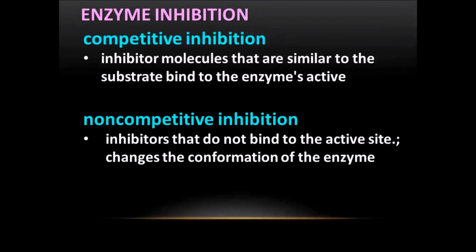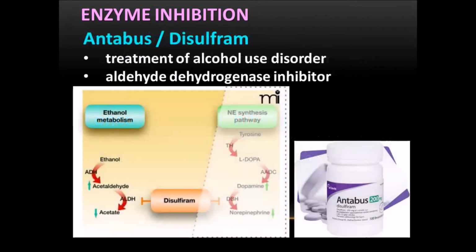But why do you need to inhibit enzyme function? Since blocking an enzyme's activity can kill a pathogen or correct a metabolic imbalance, many drugs are enzyme inhibitors. Disulfiram or Antabuse discourages drinking by inducing immediate unpleasantness. It is an aldehyde dehydrogenase inhibitor so that acetaldehyde, a toxic metabolite of alcohol, accumulates.